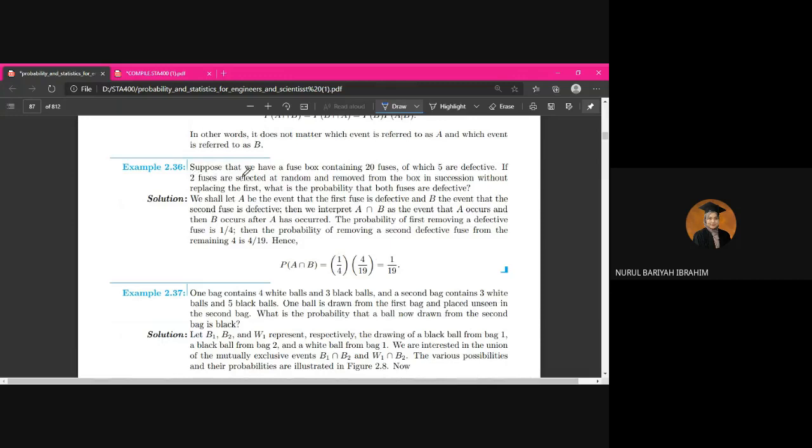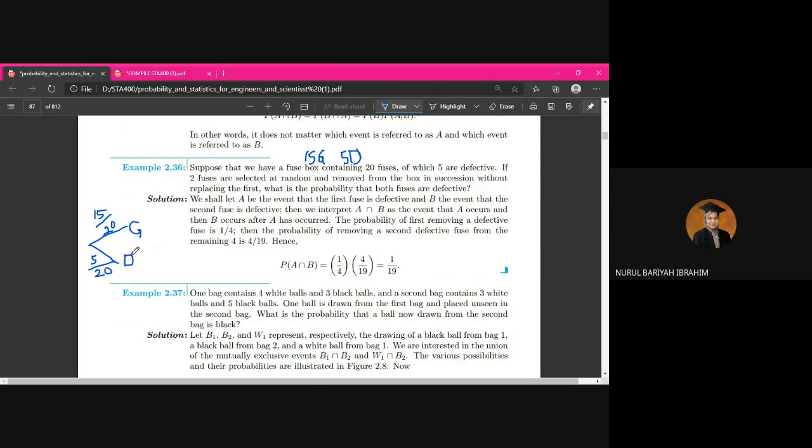Two fuses. Okay. So here we can see that we have 15 good fuses and we have 5 defective fuses. Okay. Alright. So kat sini kata we shall let A be the event that the first fuse is defective and B be the event that the second fuse is defective. Dia nak cari probability of the fuses are defective. So ada dua possibility to get the fuse, which is whether it is good or defective. At the first selected, the probability to get the good fuse will be 15 over 20. And the probability to get the defective fuse will be 5 over 20.